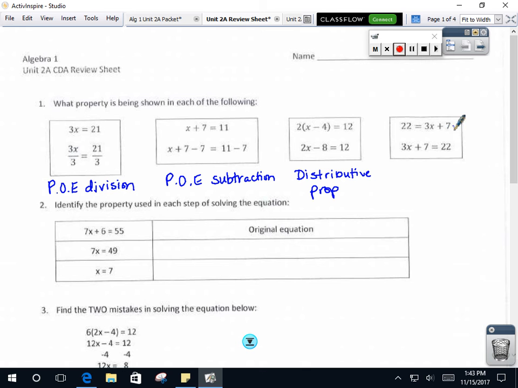Okay, and then this one. Remember, with reflexive property, both sides are identical. It would have to be 22 equals 22. What happened here? Symmetric property of equality. Symmetric property of equality is when they just take what's on each side and flip-flop it.